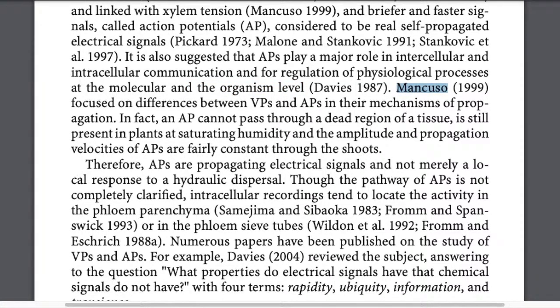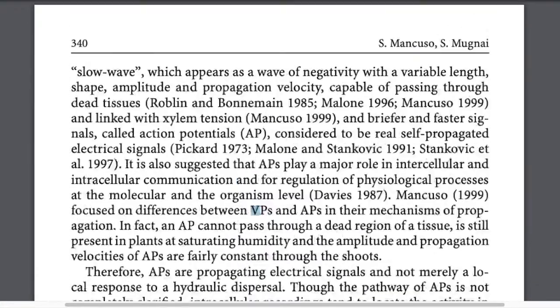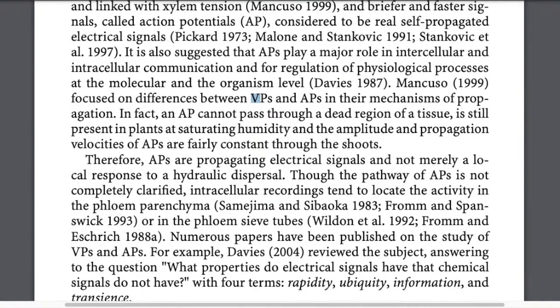Mancuso focused on differences between the variation potential and the action potentials and their mechanisms of propagation. In fact, action potentials cannot pass through a dead region of tissues. It's still present in plants at saturating humidity, and the amplitude and propagation velocities of APs are fairly constant through the shoots.